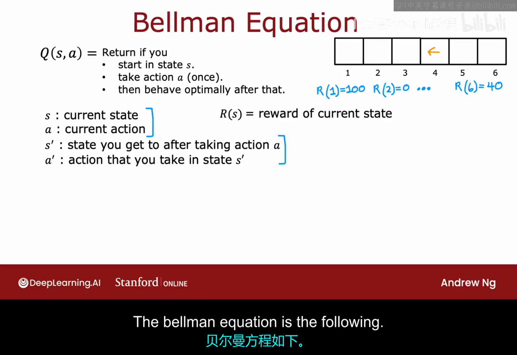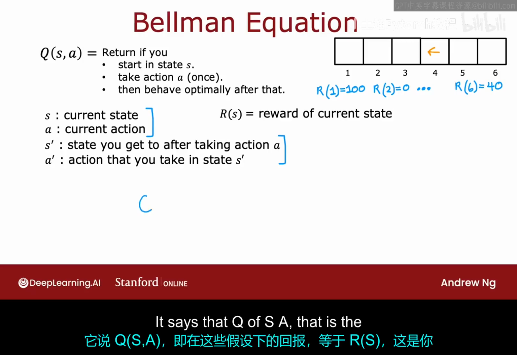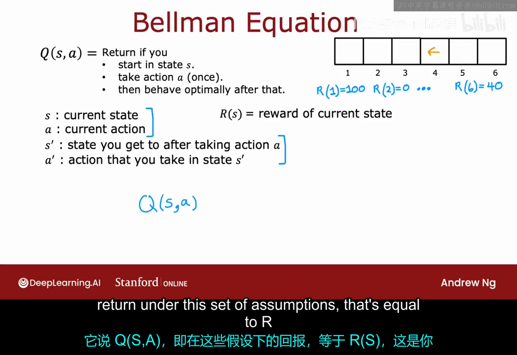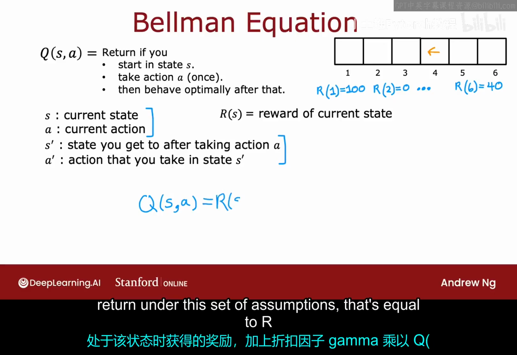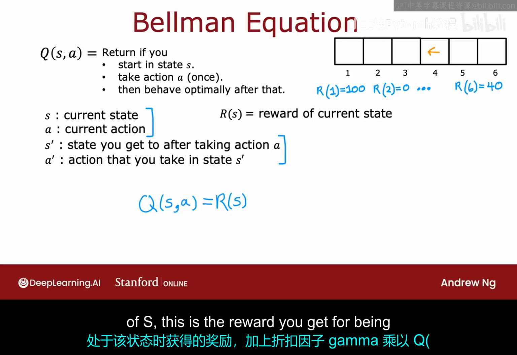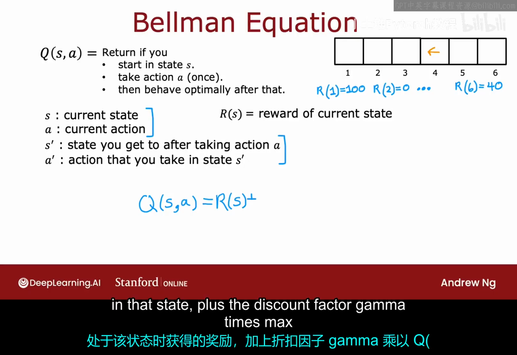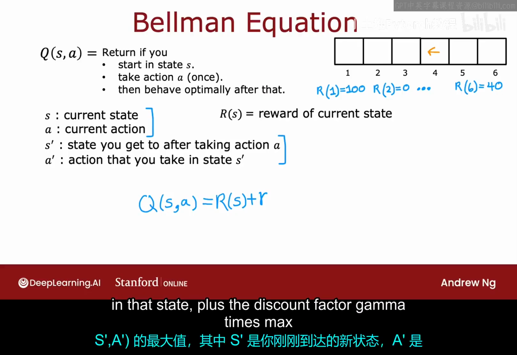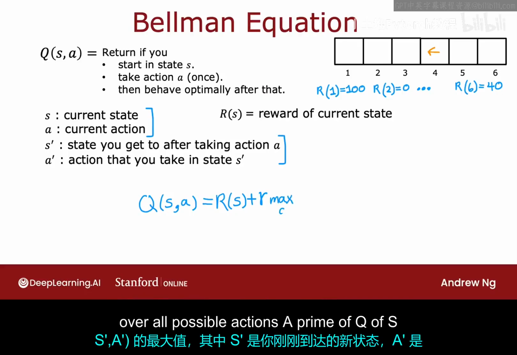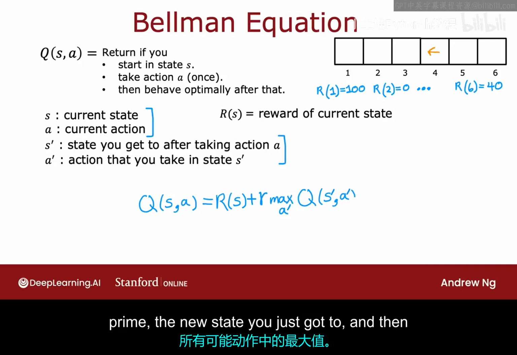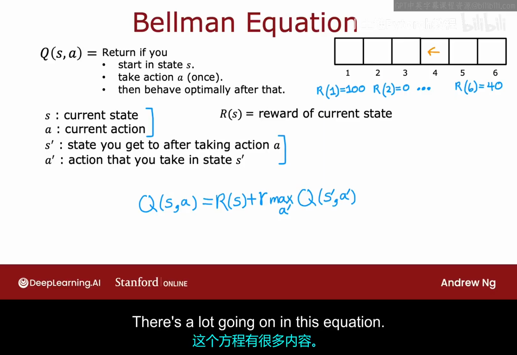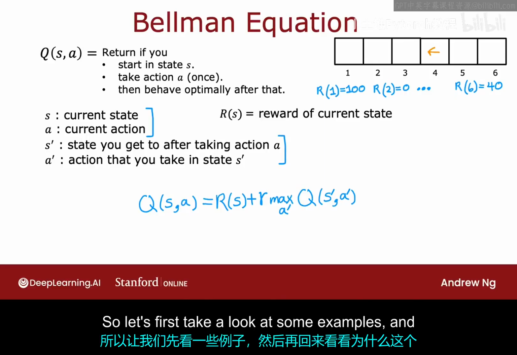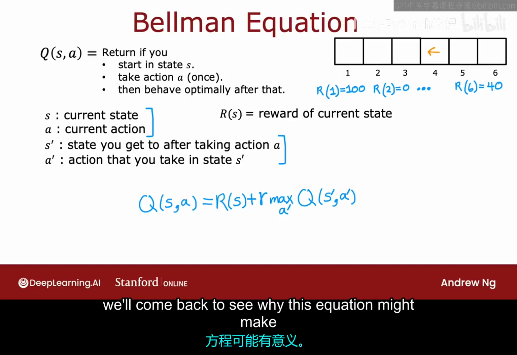The Bellman equation is the following. It says that Q of S, A, that is, the return under this set of assumptions, is equal to R of S, so the reward you get for being in that state, plus the discount factor gamma times the max over all possible actions A prime of Q of S prime, the new state you just got to, and then A prime. There's a lot going on in this equation, so let's first take a look at some examples, and then we'll come back to see why this equation might make sense.